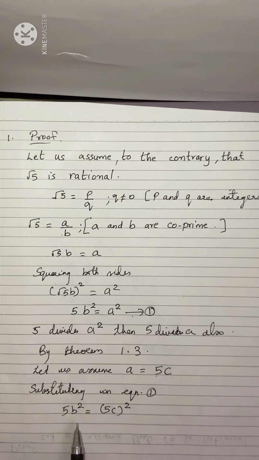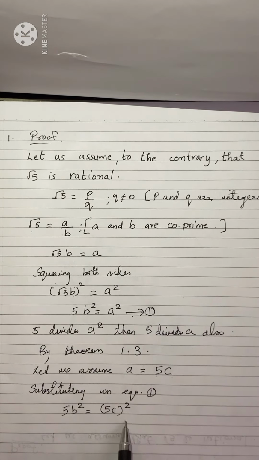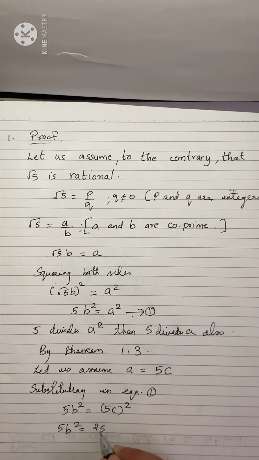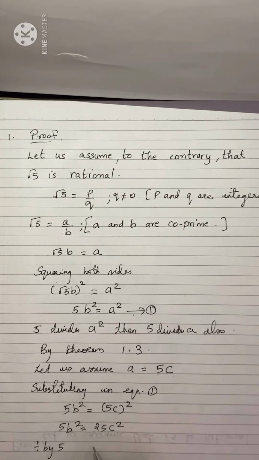Substituting in equation 1, we get 5b square equals, a equals 5c, then (5c) square. That is 5b square equals 5 square, which is 25c square. Now we can divide it by 5. Dividing by 5, we will get b square equals 5c square. See, now this is equation number 2.